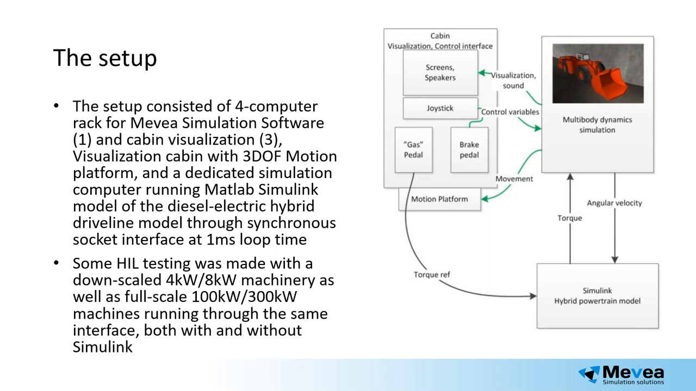Aside from the Simulink testing, we also briefly tested the hardware in loop capabilities with a 4 kilowatt drive under test electrical machine connected to an 8 kilowatt load machine to get the interfaces correct. And finally, we tested a full scale hardware in loop setup, where we had a separate laboratory with a 100 kilowatt electrical drive connected to a 300 kilowatt load machine. They were utilizing the same synchronous socket interface, on most occasions running without Simulink as a third party, but in some cases we took the hardware in loop data and used that as a part of the driveline, and then had the rest of the hybrid driveline simulated in Simulink.